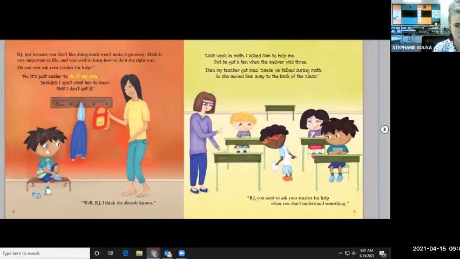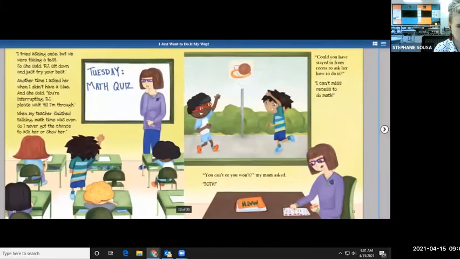Last week in math, I asked Sam to help me, but he got 10 when the answer was 3. Then my teacher got mad because we talked during math, so she moved Sam away to the back of the class. RJ, you need to ask your teacher for help when you don't understand something.